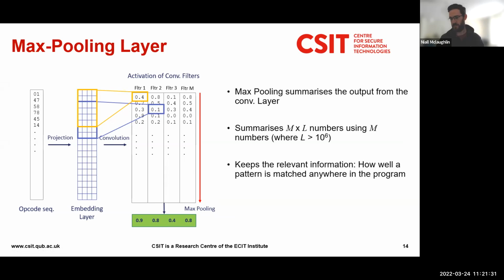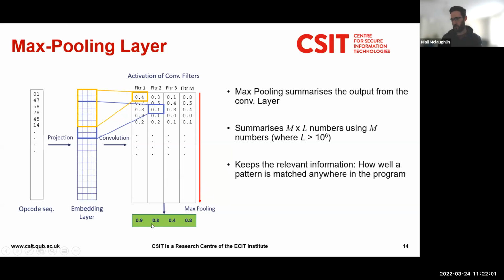So it tells us something about this piece of malware. What it's basically saying is how well did each of these filters match. So for example, this filter didn't match very well, and these two filters matched much better. This one matched very well indeed. So this keeps the relevant information. Basically, it's a sparse representation of this piece of malware. So we've started off with a big sequence, and we've ended up with just a little vector at the end that somehow represents that whole piece of malware.